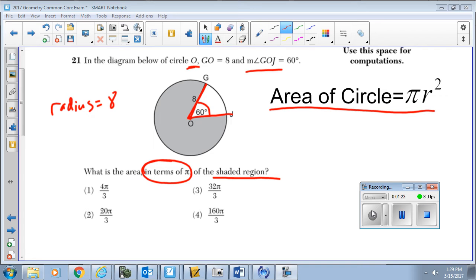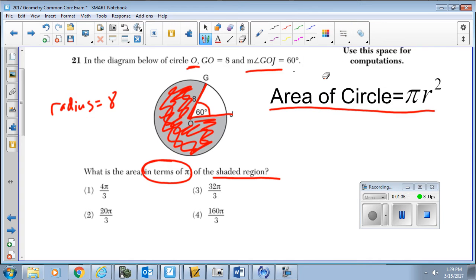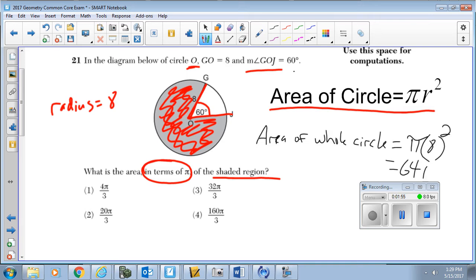All right, so now, we want to know what's the area of the shaded region. So that's all this that I'm coloring in red. So in order to do this, the first thing we want to do is find the area of the whole thing. So the area of whole circle, and that's going to be equal to pi times the radius squared. And so that's going to equal, we're going to do the 8 squared and give us 64. So in terms of pi, our area of whole is equal to 64 pi.